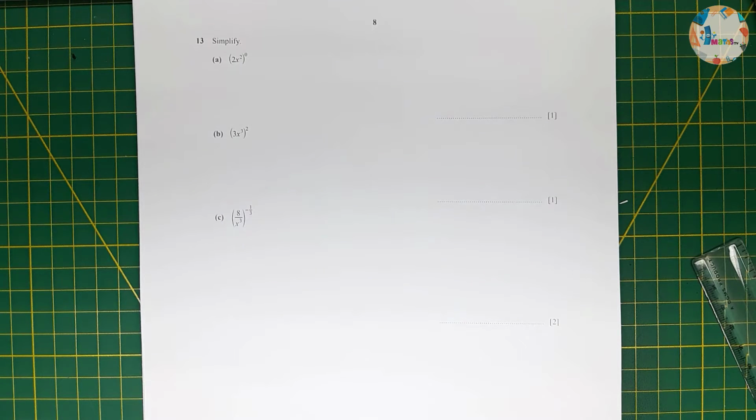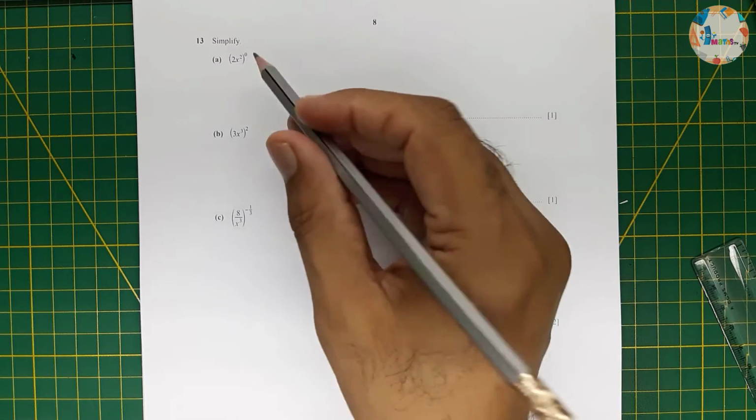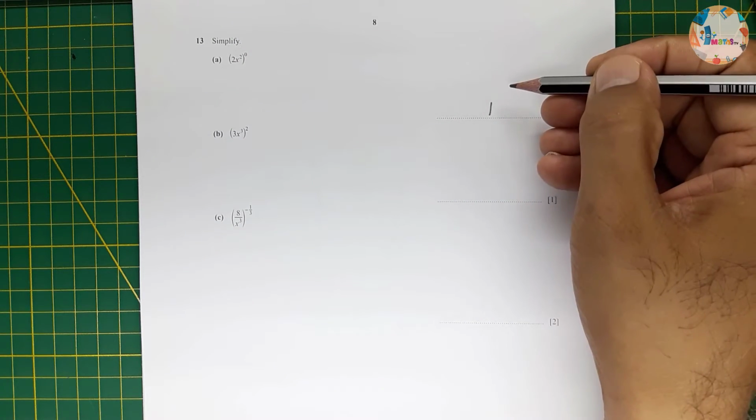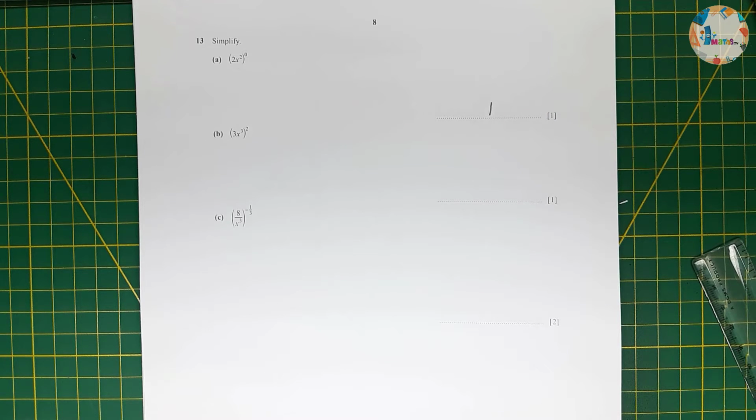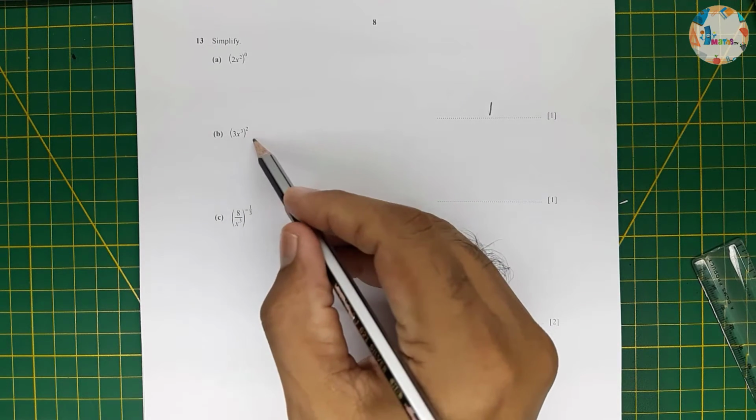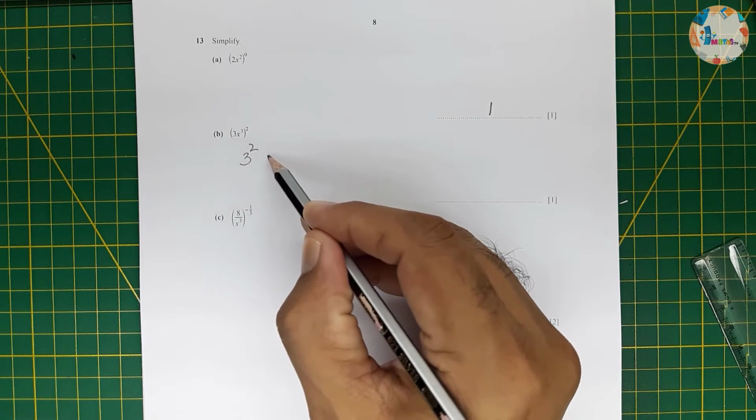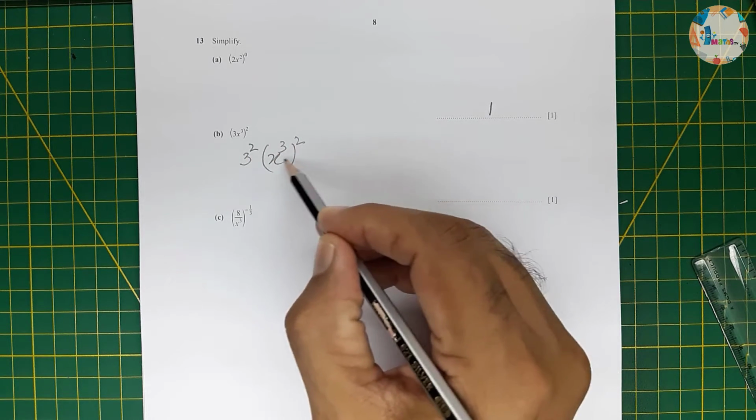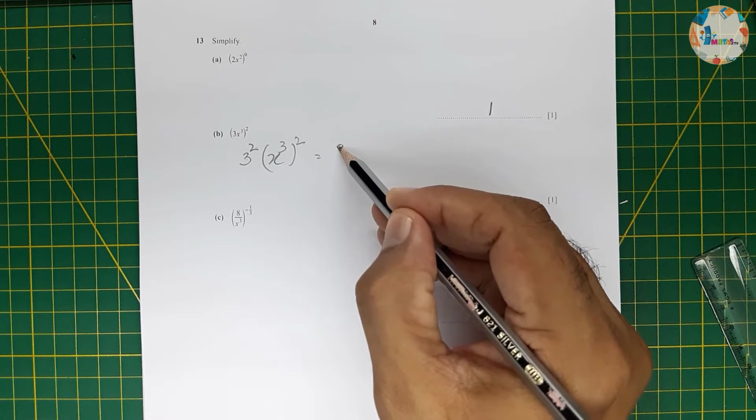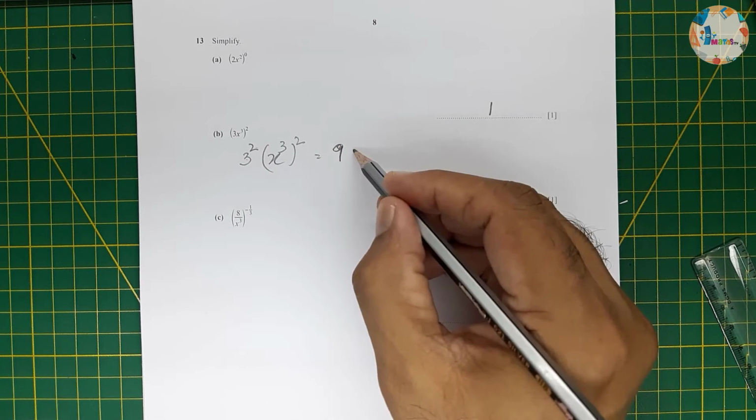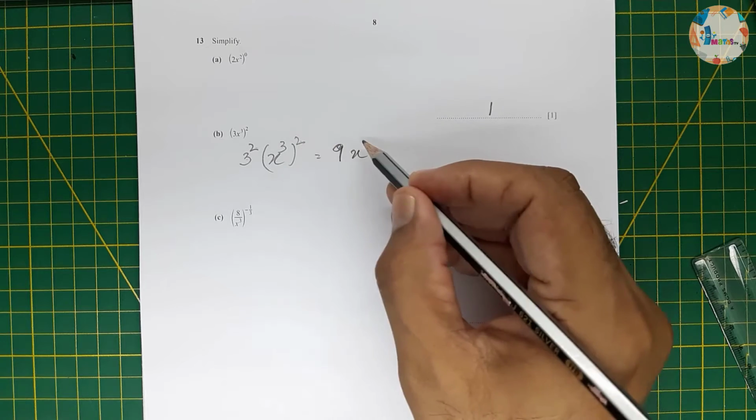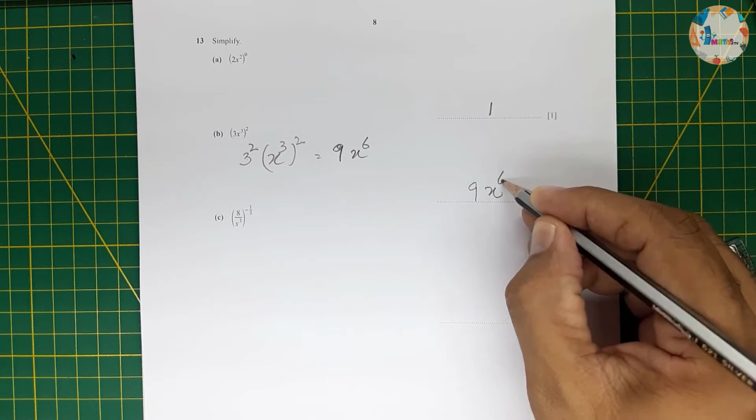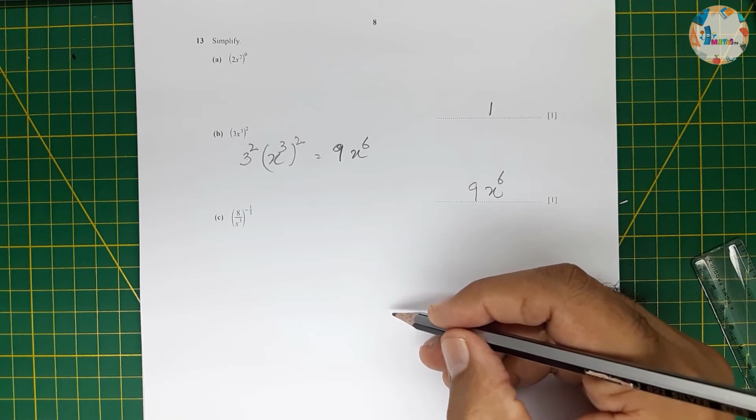Now we have to simplify this. This is something raised to the power 0, we know is always equal to 1, and for this one we can write separate powers. So this will be 3 raised to the power 2 into x raised to the power 3, whole raised to the power 2, and 3 raised to the power 2 will be 9, and x raised to the power 3 multiplied by 2 will be 6. So our final answer will be 9x raised to the power 6.